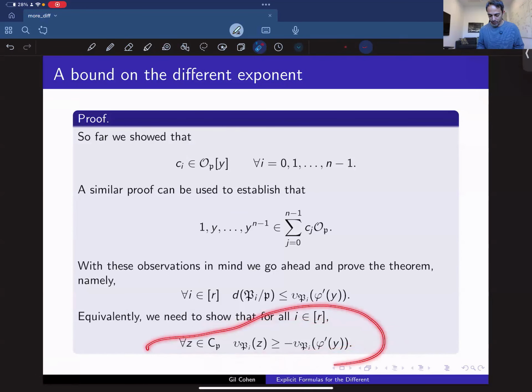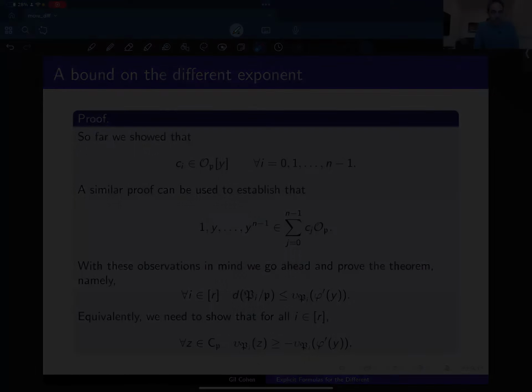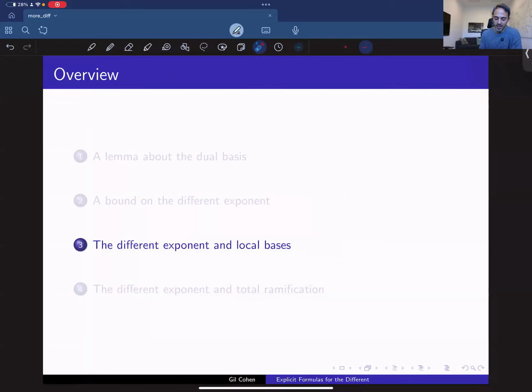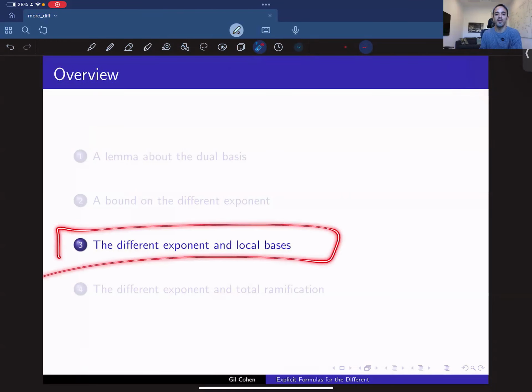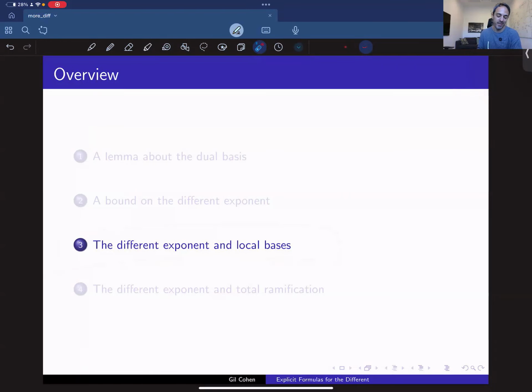Right, for every I and for every Z, you have that, because then that tells you that these are precisely the values for the different exponent, or not precisely, it's just an inequality, but it tells you that the different exponents are at most these valuations. Okay, so with that, let me proceed to the theorem that has some equality in it.